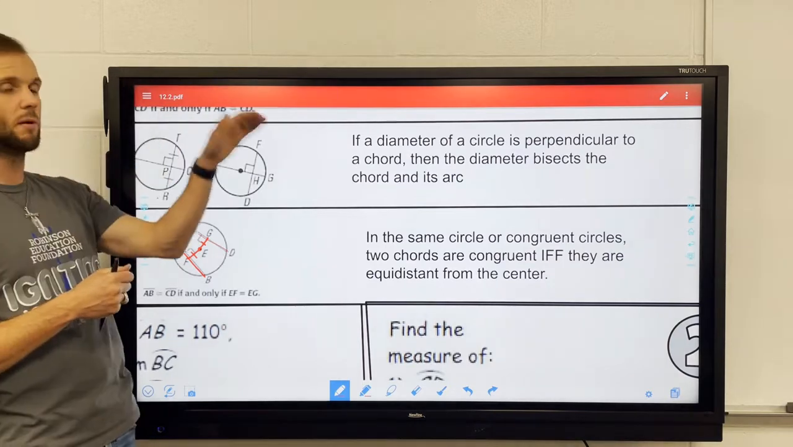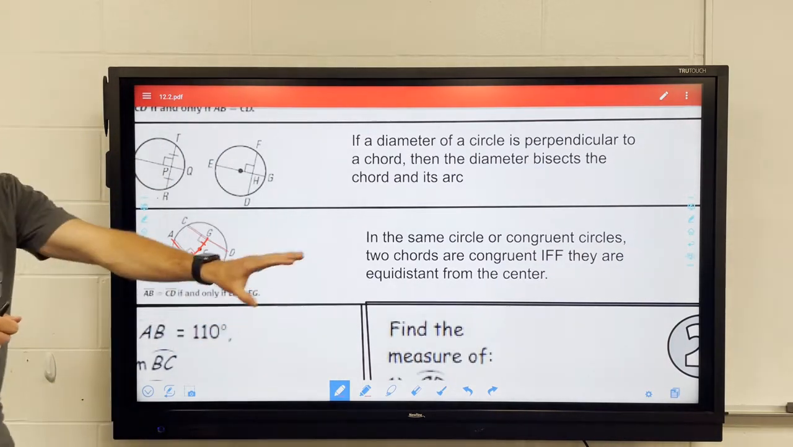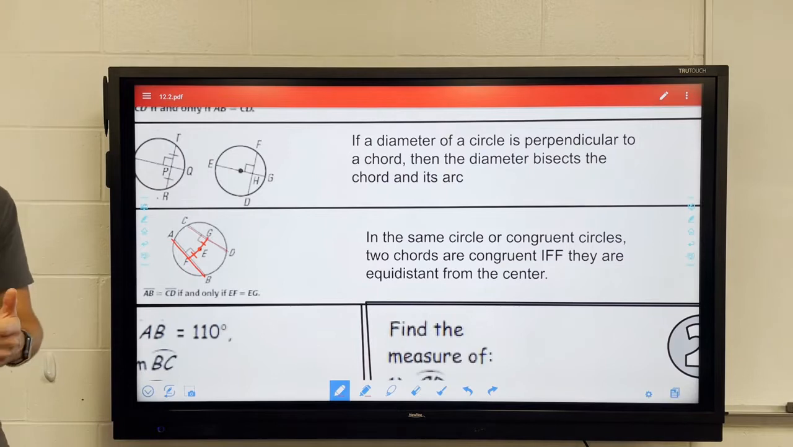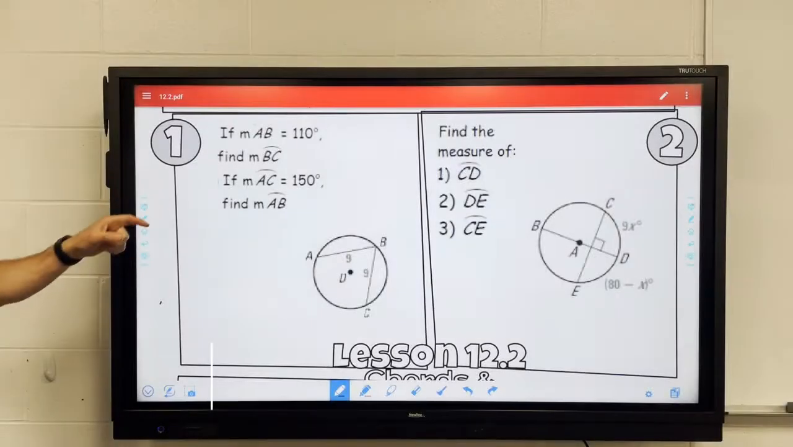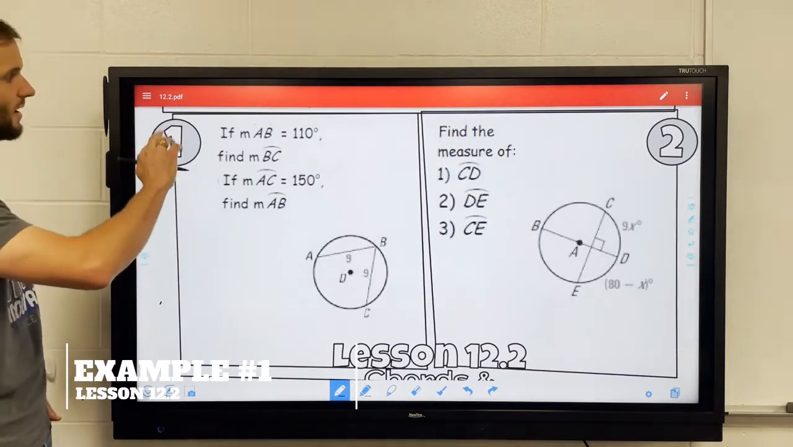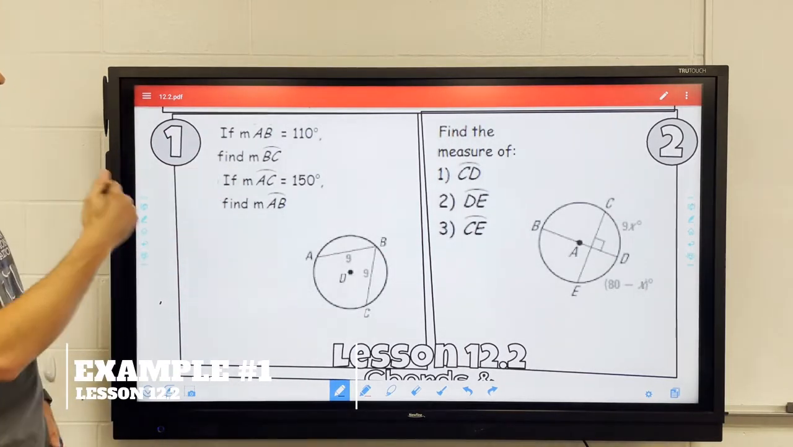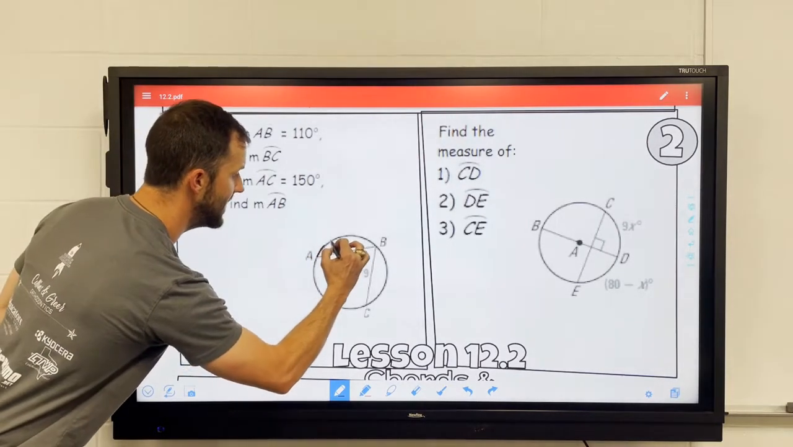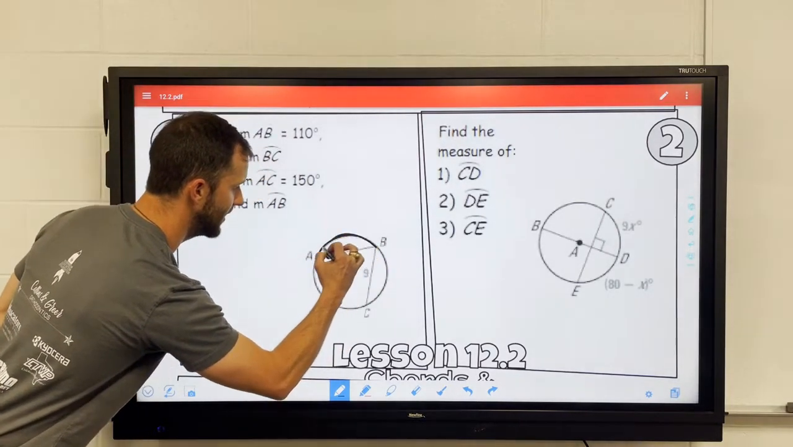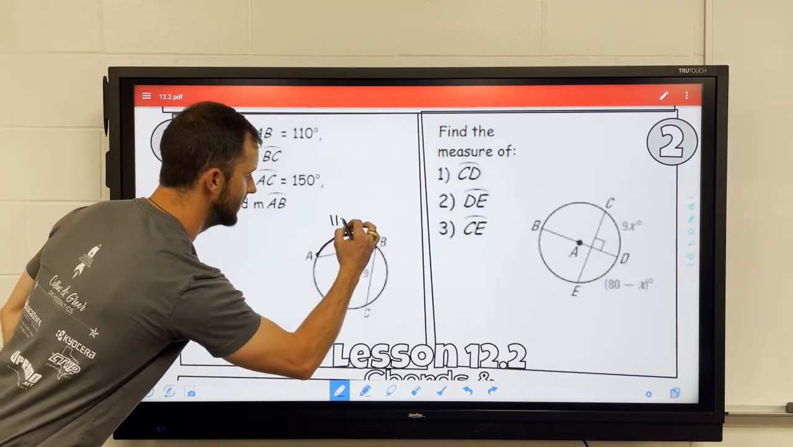As long as you can remember these three rules, these next problems and your skill check are not going to be a problem. All right, let's jump into example number 1. On example number 1, it tells me the measure of arc AB is equal to 110 degrees. So I want everybody to write this for me: my arc A to B is going to be 110 degrees.